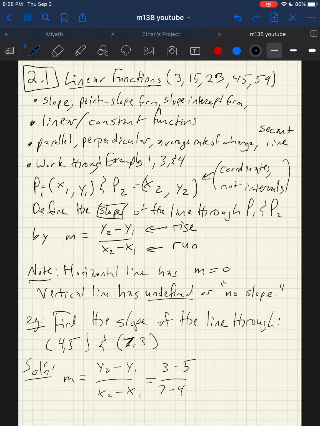Now it actually doesn't matter which point I do first, just as long as I keep it in order. So if I do 3 minus 5, then I should do 7 minus 4, not 4 minus 7. That would throw in an extra minus sign that we don't want. Okay, 3 minus 5 is negative 2, 7 minus 4 is 3, so our answer is negative 2/3. I guess this is fine too. So the slope of the line through those 2 points is what we'd call negative 2/3.